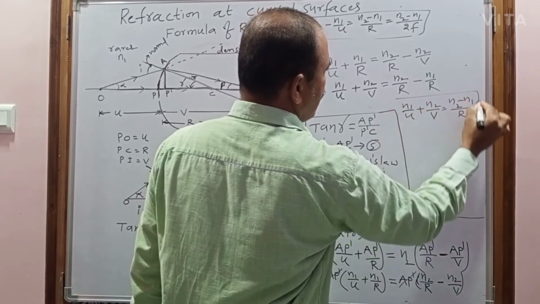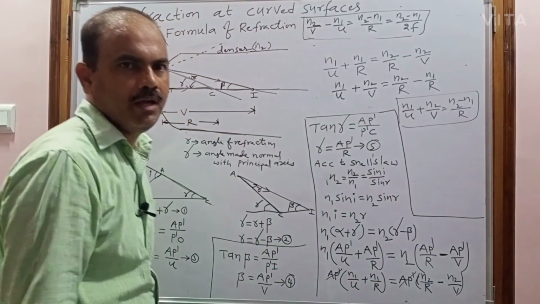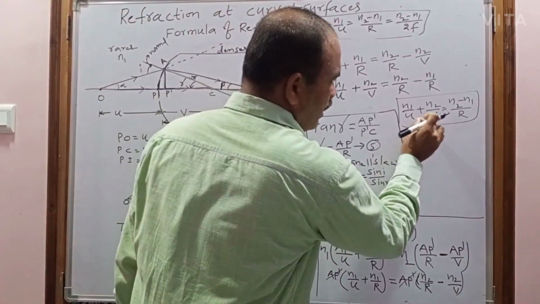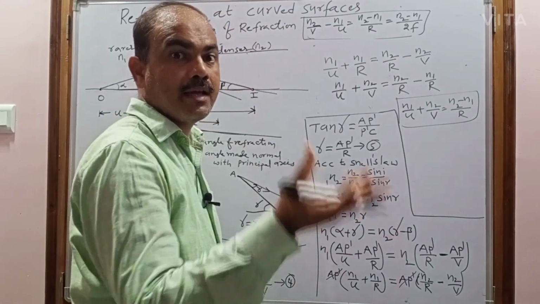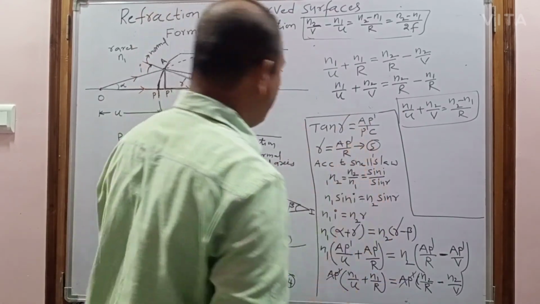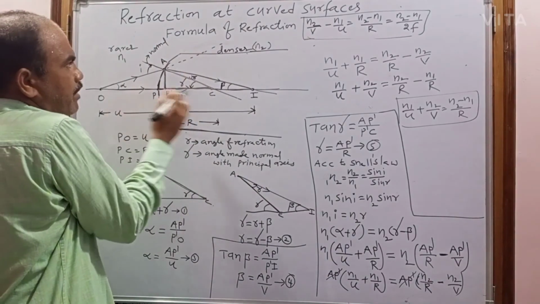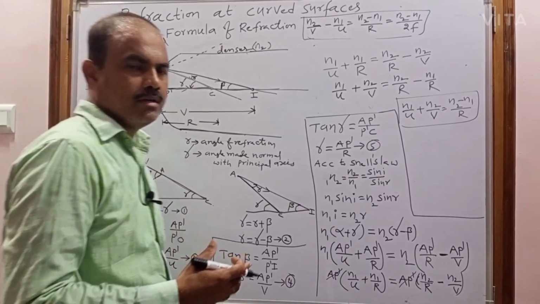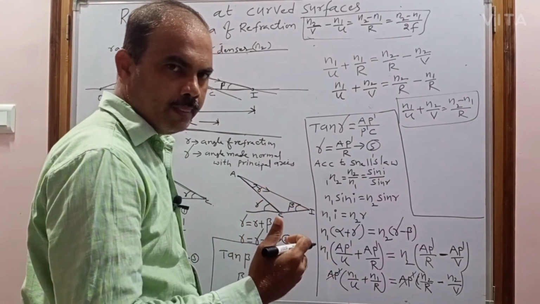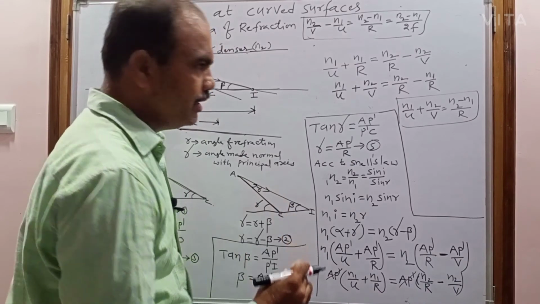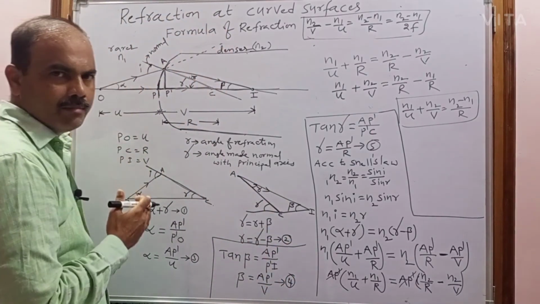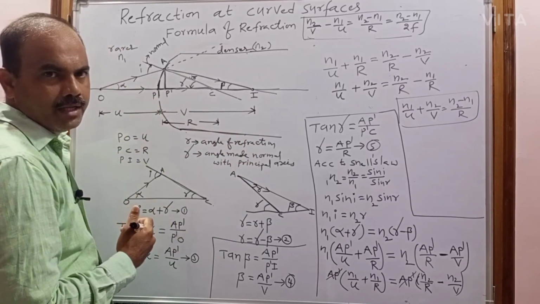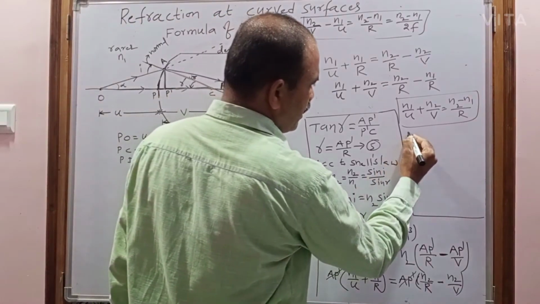So this formula is called the refraction formula at a curved surface. But when we use this formula, we have to use it only after applying the sign convention. This is a curved surface, and the light is traveling from a rarer medium to a denser medium. That's why we have to apply the sign convention. You already know that all distances are measured from the pole. The distance measured in the direction of incident light is taken as positive. The distance measured opposite to the direction of incident light is taken as negative.